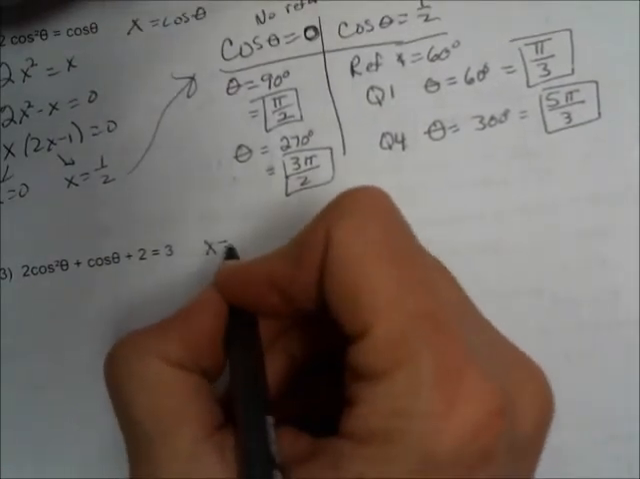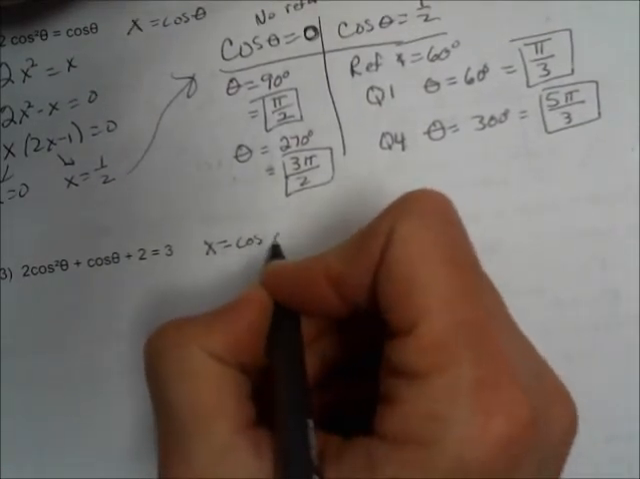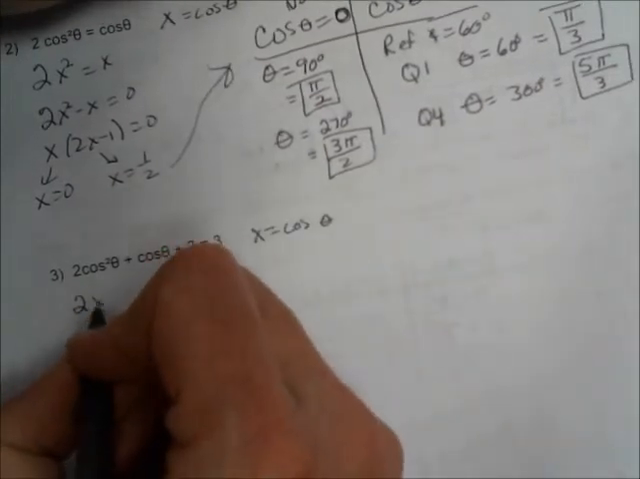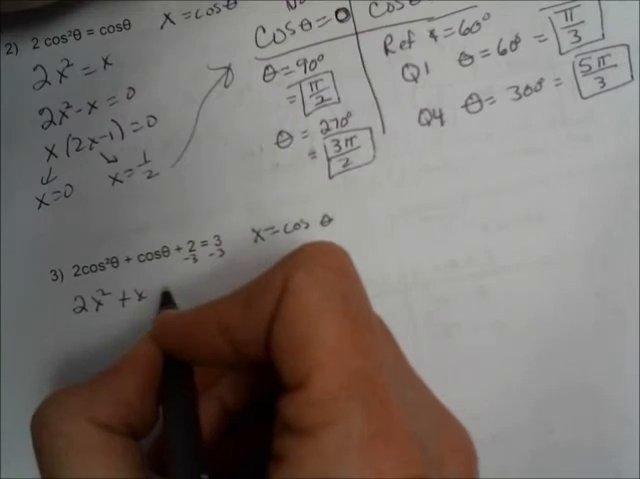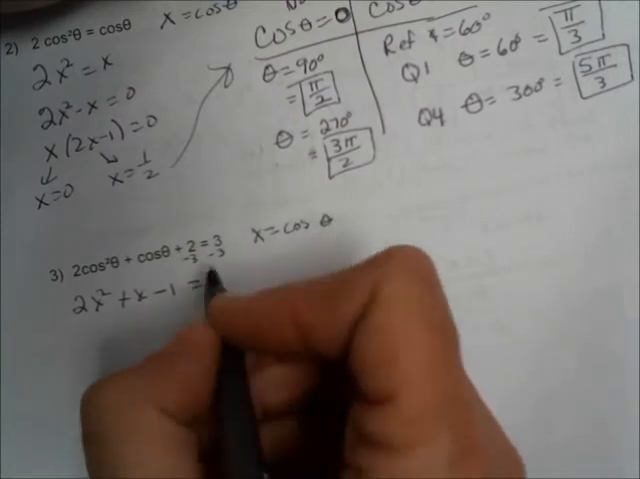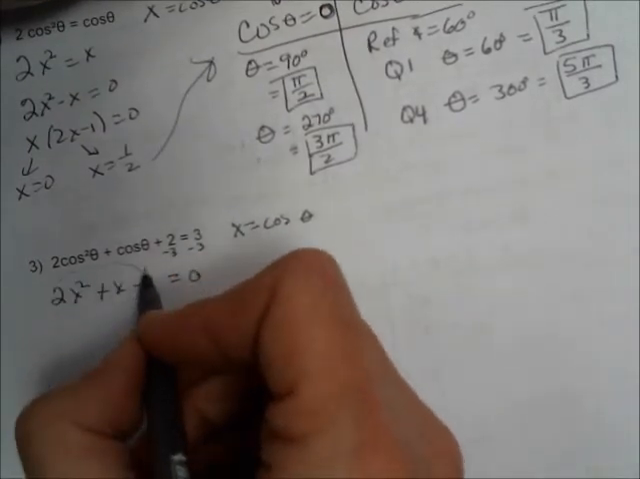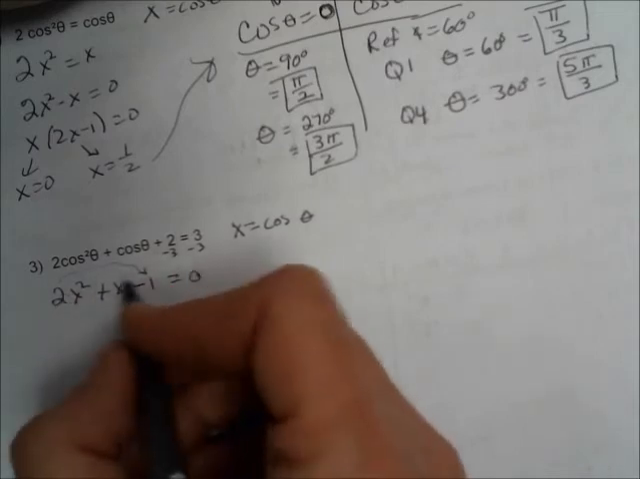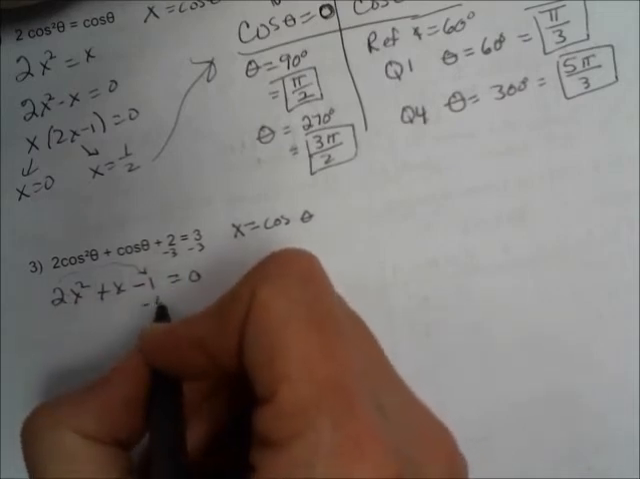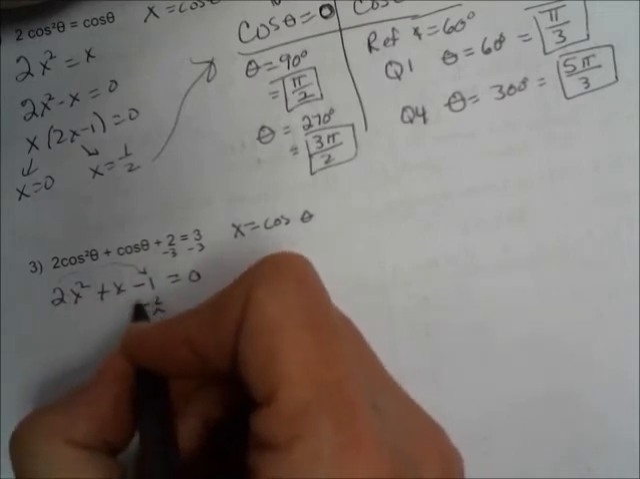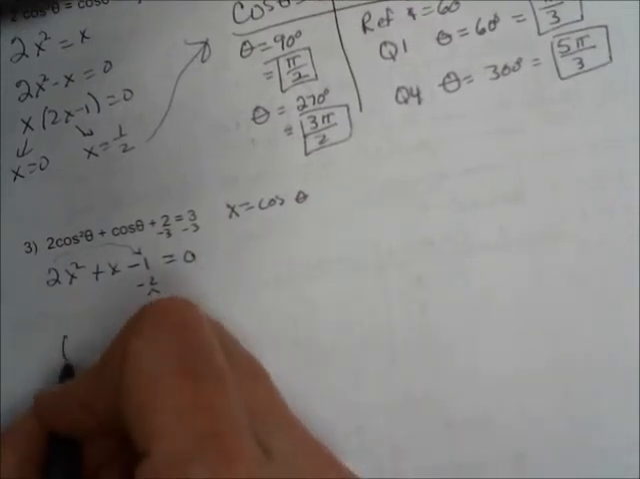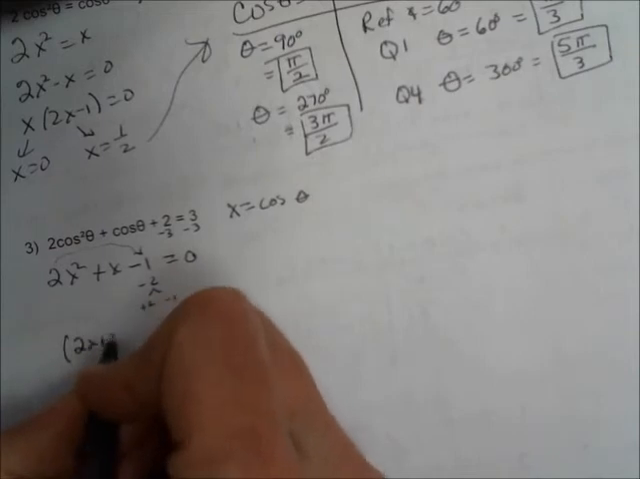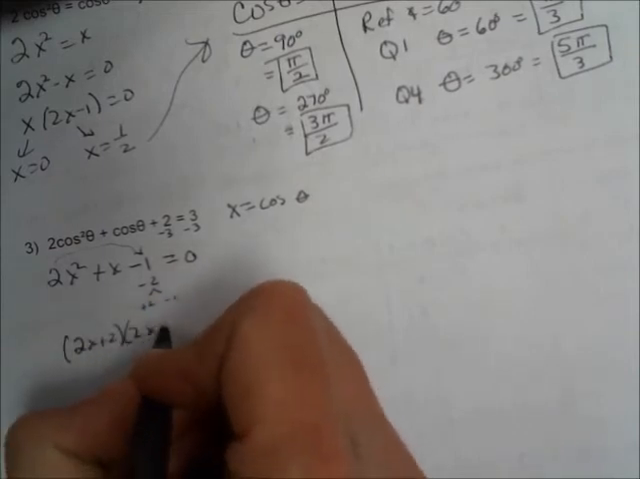Let's let x equal cosine of theta. So we have 2x squared plus x. Oh, you got to subtract 3 from each side. Minus 1 equals 0. Well, this is a factor in, factor out. 2 times -1 is -2. The factors of -2 that add up to 1 are +2 and -1.